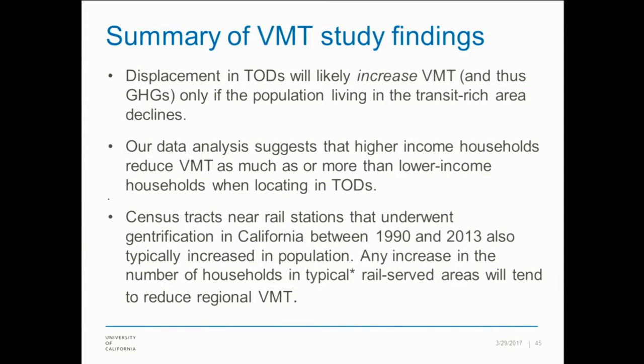The only caveat to that is those rail proximate areas need to be the sort that actually do decrease VMT. They need to be the kinds that have low parking availability, higher local retail density, good bus service, and are relatively near to the CBD. These sorts of changes in those sorts of places are likely to reduce regional VMT, and the population effect, the densification effect, swamps the differences in households themselves by income.